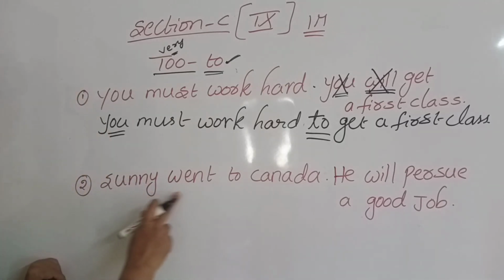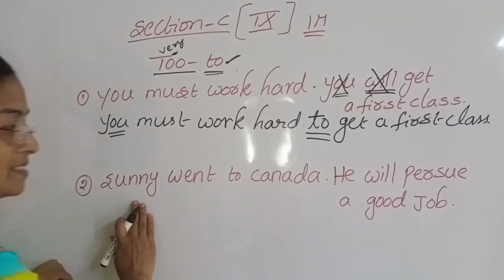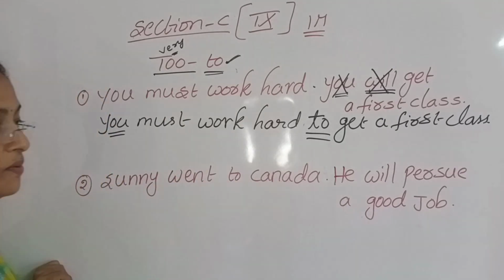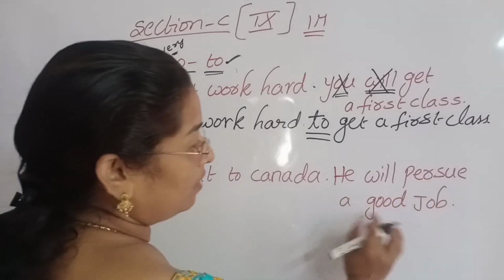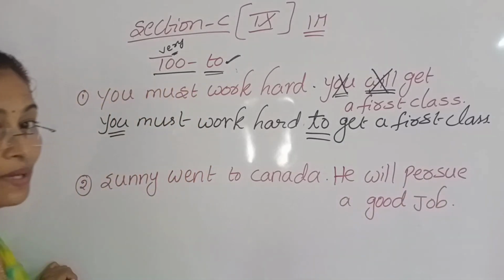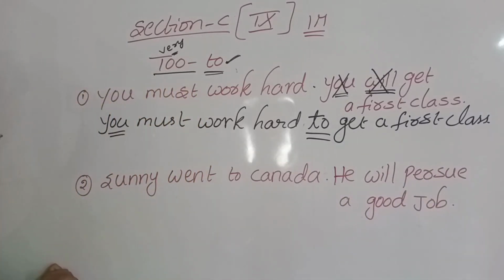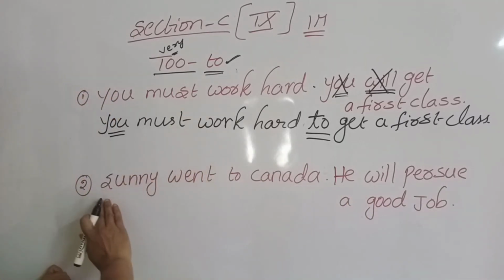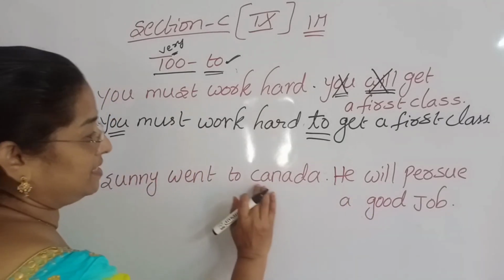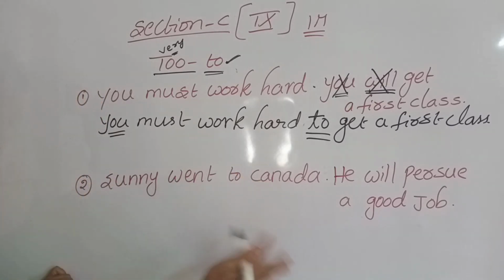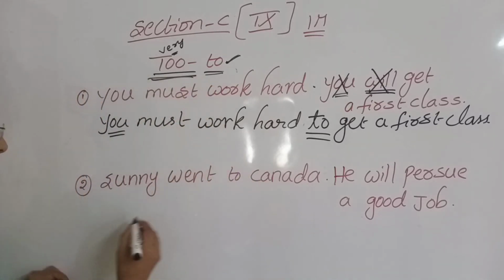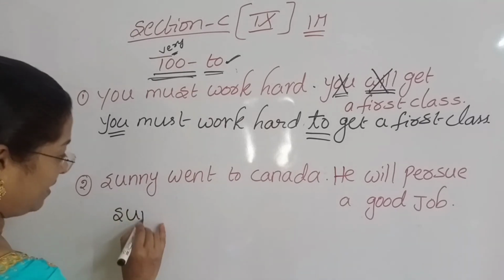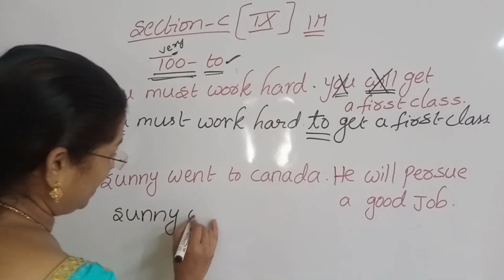అలాగే Sunny went to Canada. Second sentence, Sunny went to Canada. Sunny కెనడా వెళ్ళాడు. He will pursue a good job. అతనికి మంచి జాబ్ వస్తుంది. These are of course two sentences. As I said here, in second sentence also we don't have very, so I am not using too again. Same, write first part of sentence as it is.